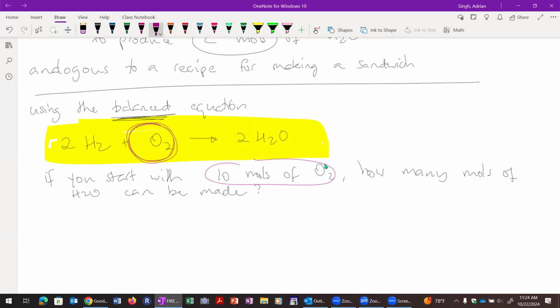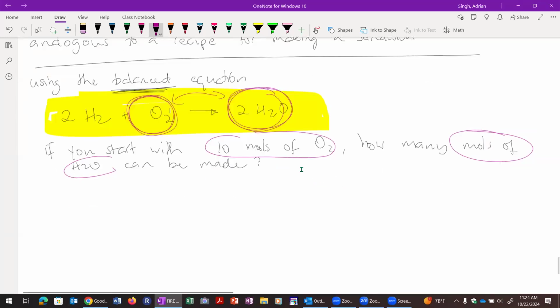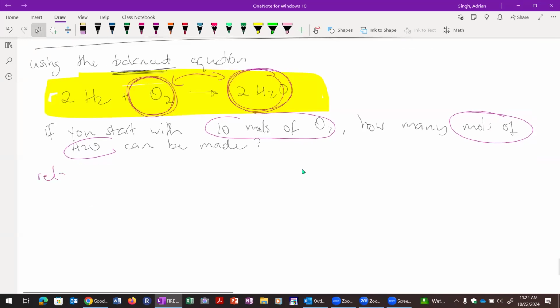And we want to figure out how many moles of water. So this is the other thing that we want to relate it to. So these two things we want to relate to each other. So you want to relate the oxygen to the H2O, and the relationship between them is nothing more than those coefficients, which are a mole to mole ratio. So we're going to use the coefficients to relate them.